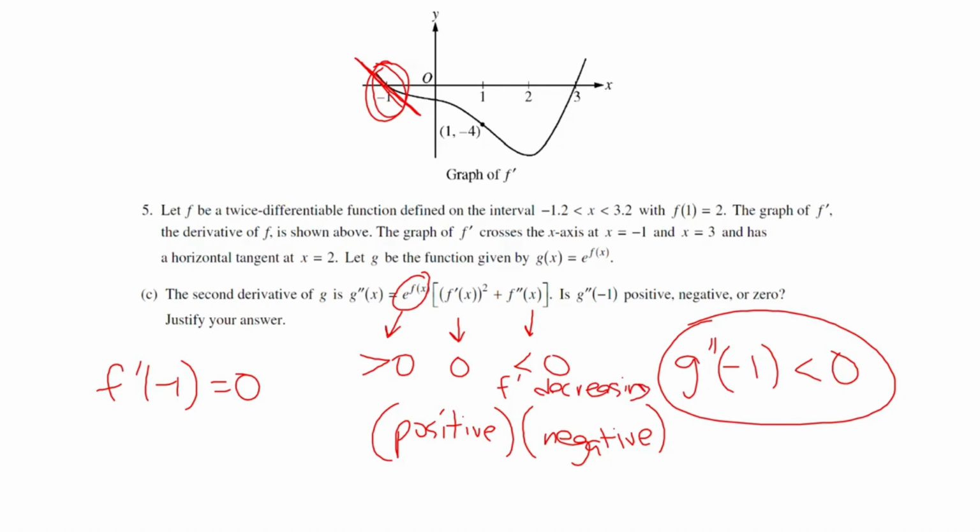We know e to the f of x is always positive. That's just a known fact. E to any power is always positive, and f prime is 0 because we can look at the graph and see that. And so they gave you 2 points for that, 1 for the answer with some justification, some work to back it up.